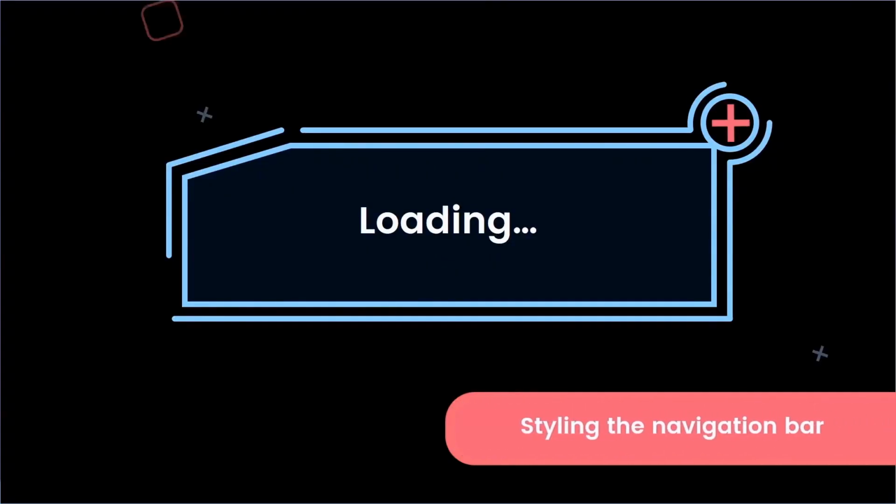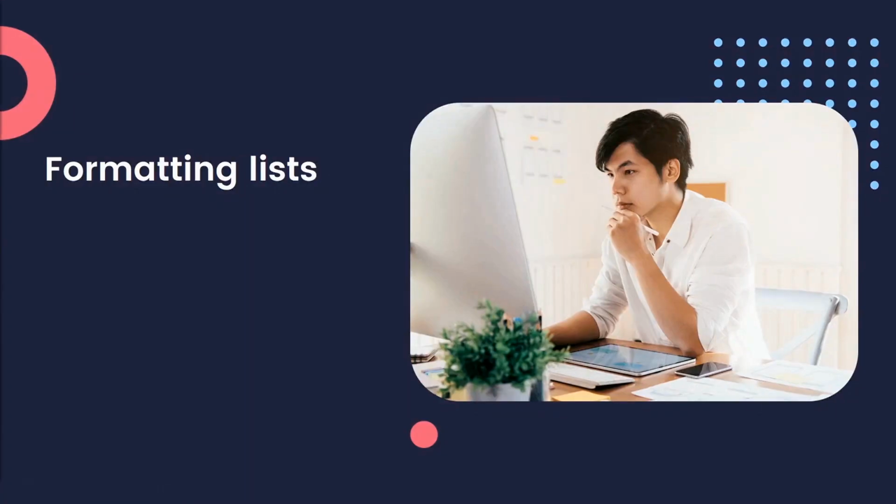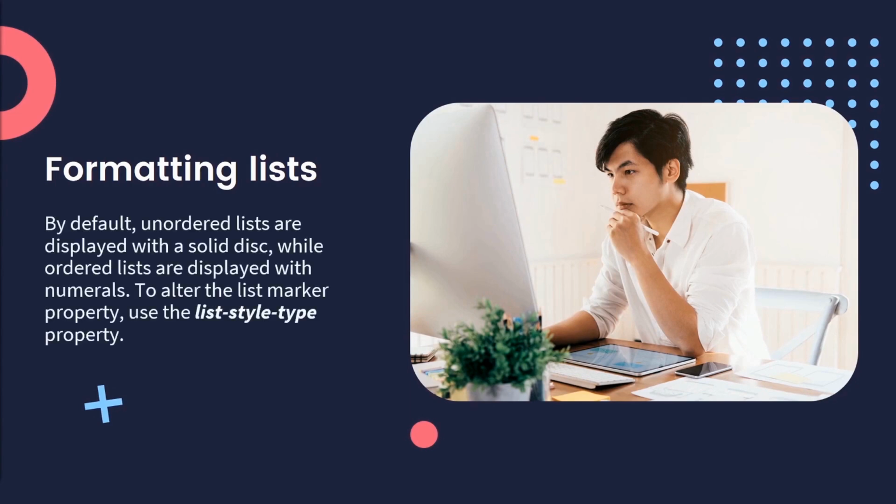And here we go. Our first topic today is styling the navigation bar. And again, this section is going to be mostly theoretical until we eventually get to the part where we have some practical content in styling the navigation bar. Now, the first key aspect in formatting or styling a navigation bar is that we need to be able to format our lists. And by default, if you remember correctly, the UL element or unordered lists are displayed with a solid disk, while ordered lists, on the other hand, are displayed using numerals, and this includes things like Roman numerals or just numerals such as 1, 2, 3, 4, and so on, basic integers.